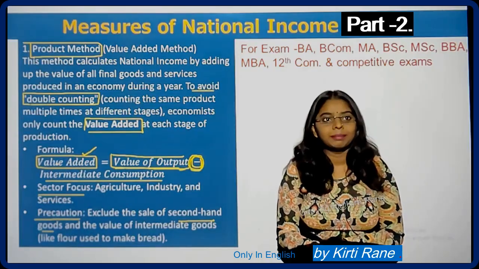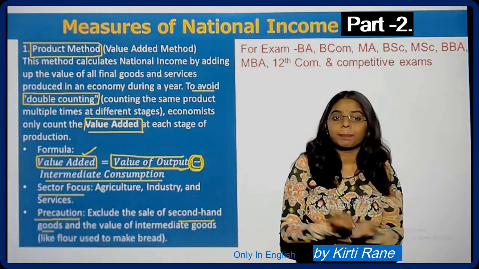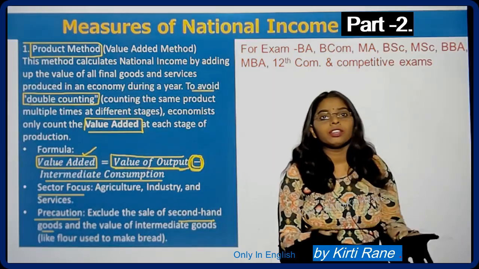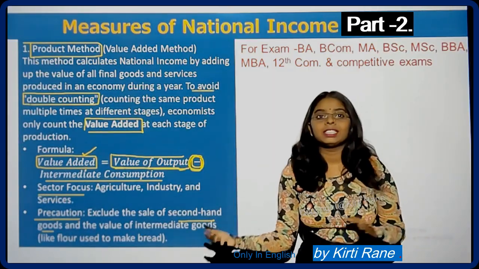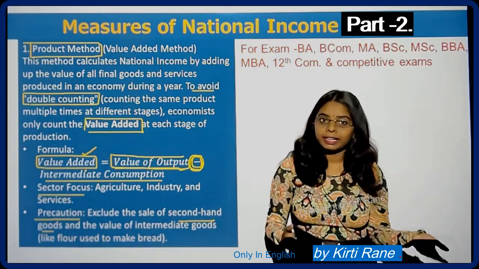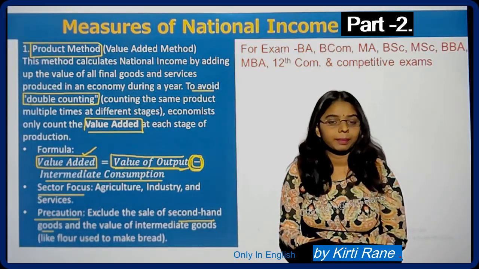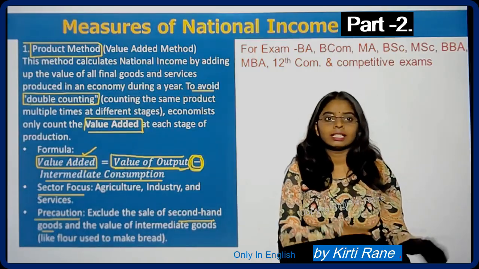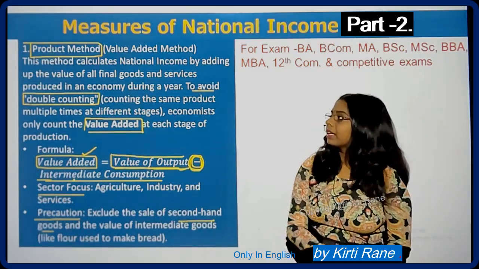The national income is NNP at FC, the net national product at factor cost. In the previous video we discussed how you can go from GDP at MP to NNP at FC. We just add and subtract depreciation, net factor income from abroad, and the net indirect taxes, and thus we arrive at the national income of the country through the product method.